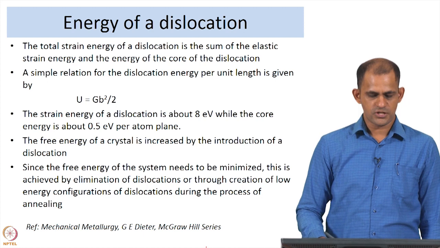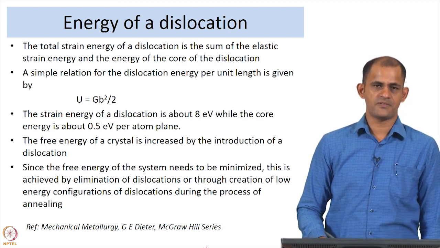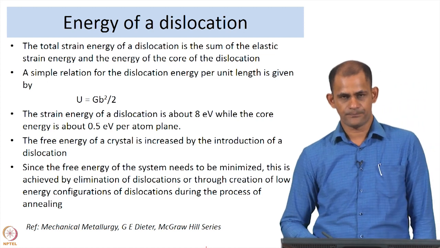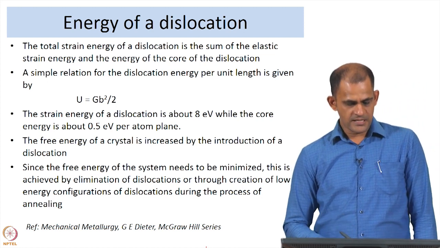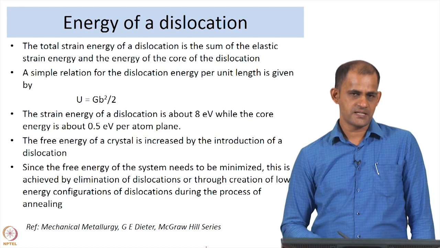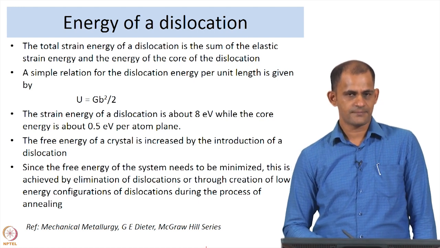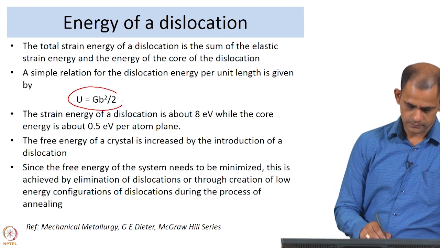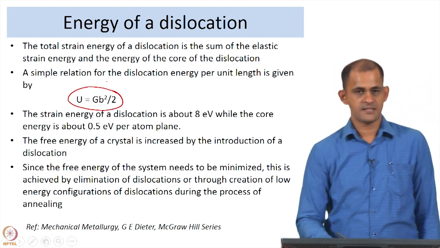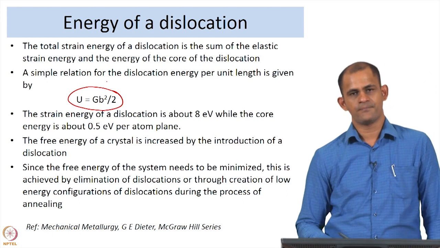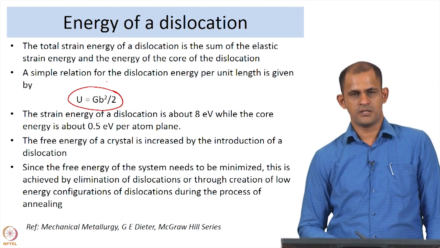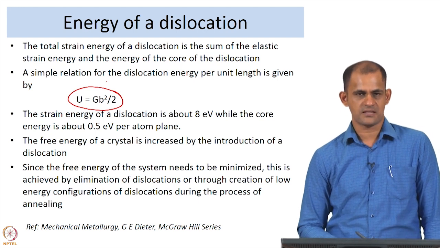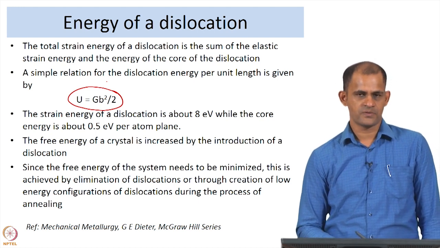So, the total strain energy of a dislocation is the sum of the elastic strain energy and the energy of the core of the dislocation. This energy is basically discussed in terms of energy per unit length, and it is given by the following relationship. Again, this relationship shows that the strain energy of the dislocation is dependent on the shear modulus of the material as well as the Burgers vector b of the material.